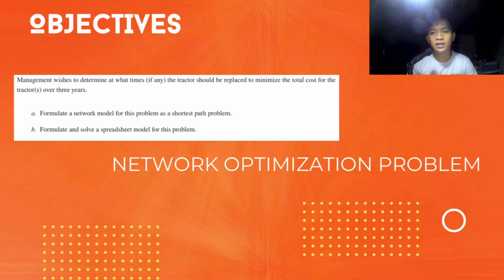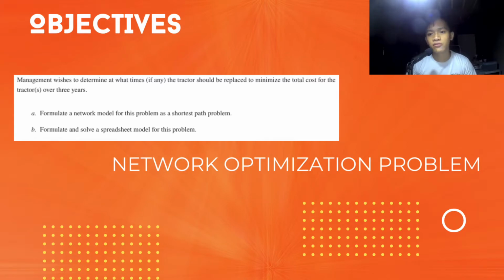So we should formulate a network model for this problem as a shortest path problem, and also formulate and solve a spreadsheet model for this problem. The objective of the model is to minimize the total net cost of the purchases of tractors over the next 3 years, with the consideration of increasing running and maintenance costs. So we can see that each year has a different cost because of running and maintenance costs.